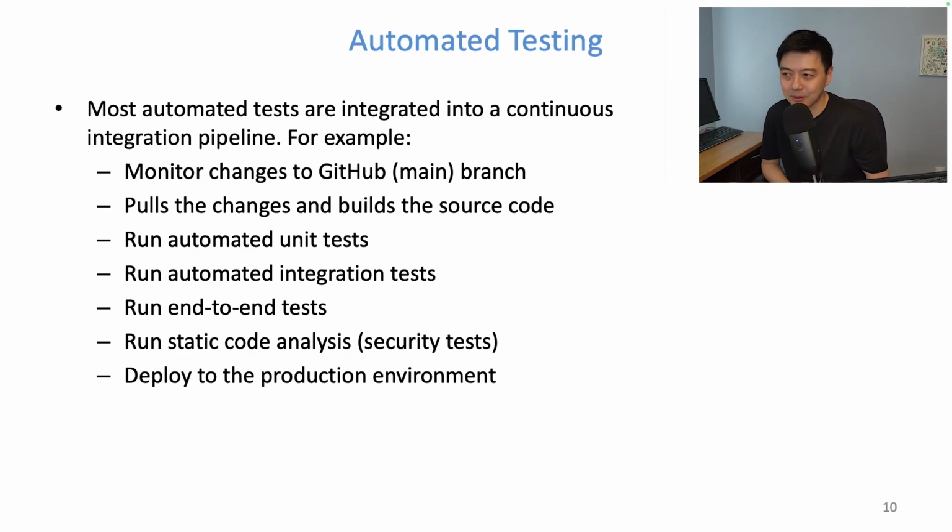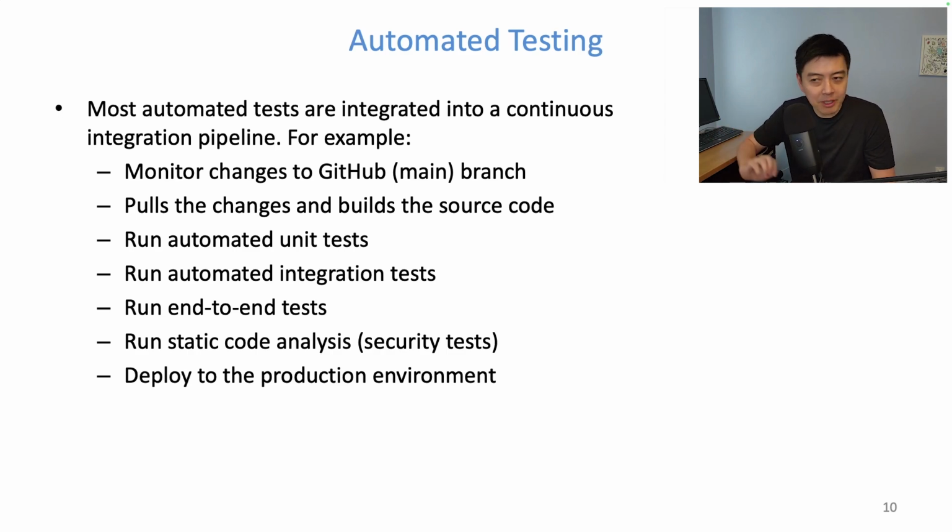But let's say we want to take that idea and develop our own integration pipeline. This is just one example of what you might have. You might have a monitor for changes to the main branch on GitHub. When there's a change to the main branch, it's going to pull the changes and build that software. This could be a Spring Boot application, or it could be some sort of other application. On that software, it's going to run some automated unit tests and integration tests. Perhaps it's going to run some automated end-to-end tests as well, and then run some static code analysis to see if there are any security holes or vulnerabilities in your application. And then it's going to deploy to the actual production environment.